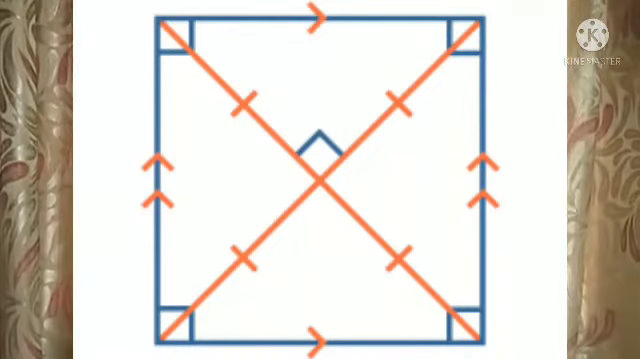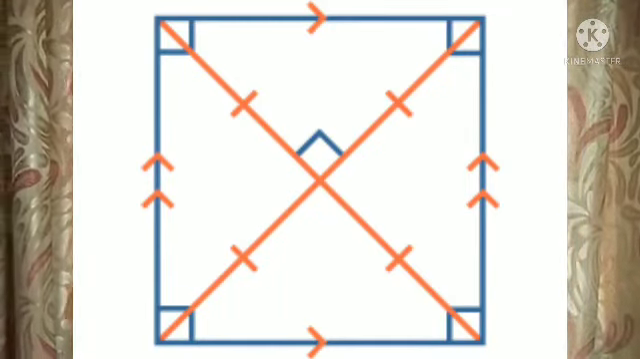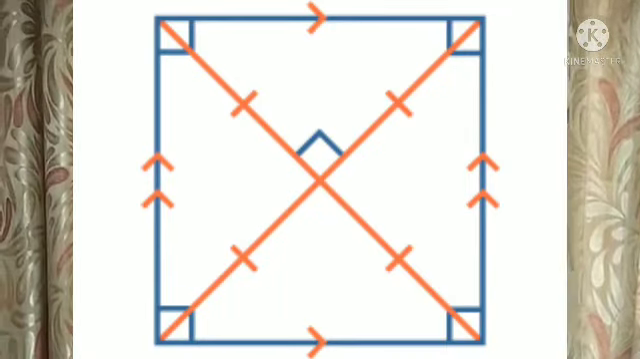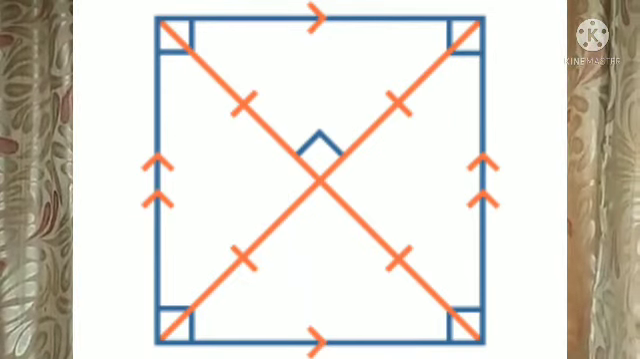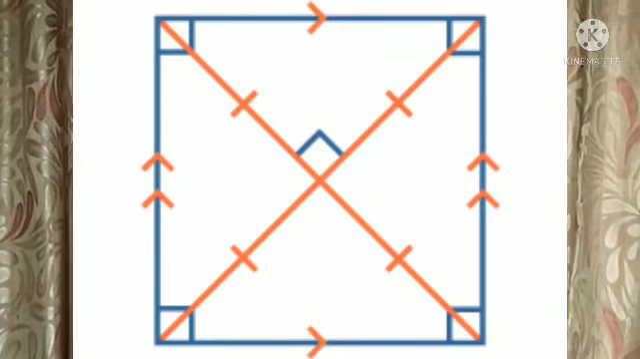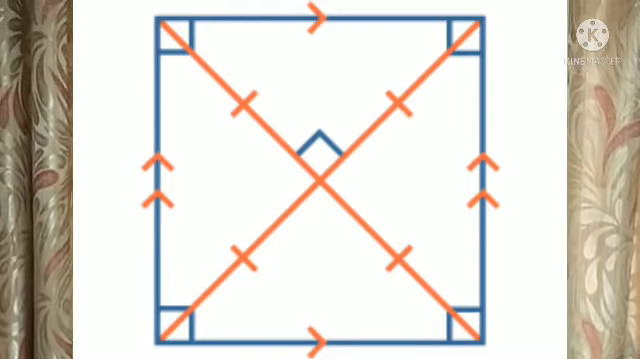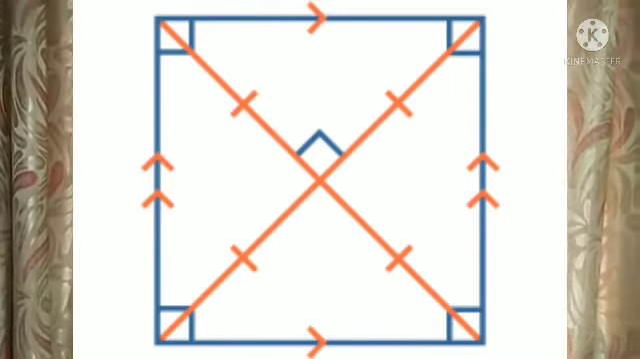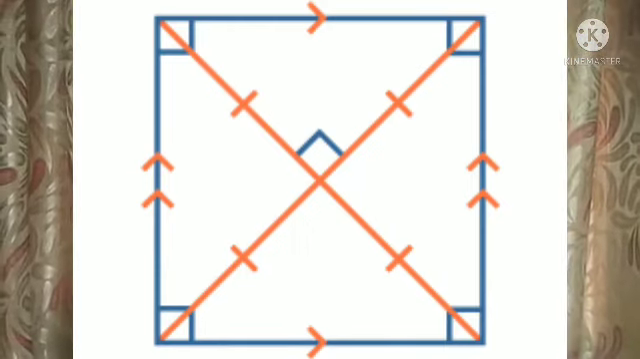Here the last parallelogram is the square. A square is a parallelogram with all sides equal. Moreover, the angle is 90 degrees. All four angles will be 90 degrees. So, this is the last section of our chapter 3, quadrilaterals.